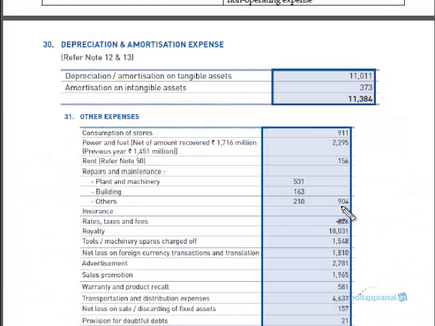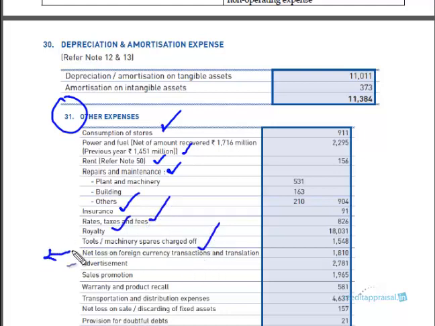Non-operating expense. So in the schedule for other expenses, let us see whether there are any non-operating expenses. Consumption of stores we have already discussed, it goes under stores. Power and fuel we have discussed. Rent is a direct expense. Repairs and maintenance we have taken, all these expenses. Insurance, rates, royalty, tools. Then net loss on foreign currency transaction. So this is a non-operating expense. So you have to take 278.1. Right? This is one expense you have to take.